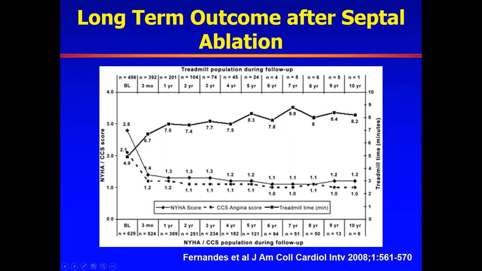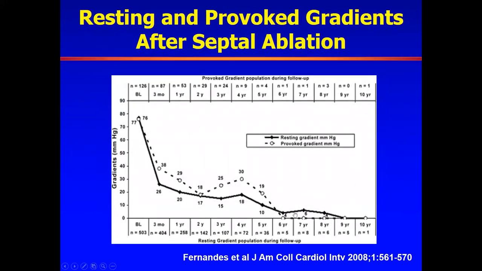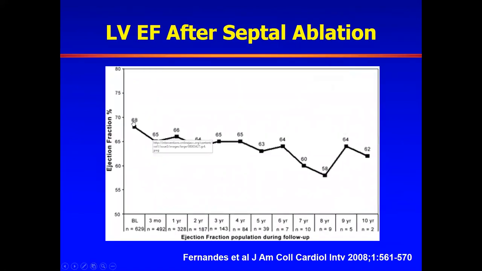This is a large series from here in South Carolina with Dr. Valerian Fernandez, published almost 12 years ago now, looking at NYHA class and the angina class improving. Exercise duration also improving, and the improvement is persistent from 5 minutes to more than 8 minutes. If you look at gradients, non-existent, both resting and provoked, and ejection fraction, there is a trend to decrease. This is a significant drop in ejection fraction, meaning statistically significant, but not clinically significant, really.